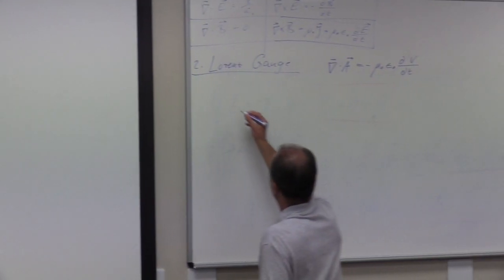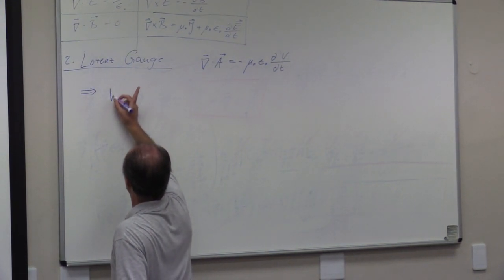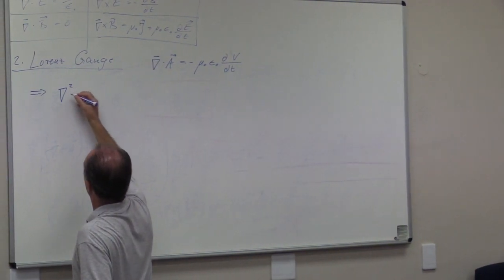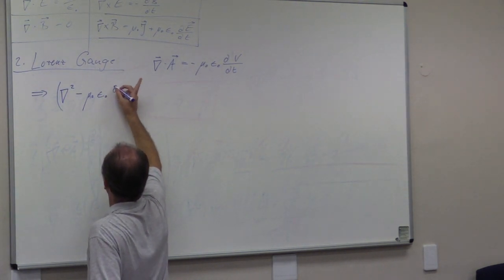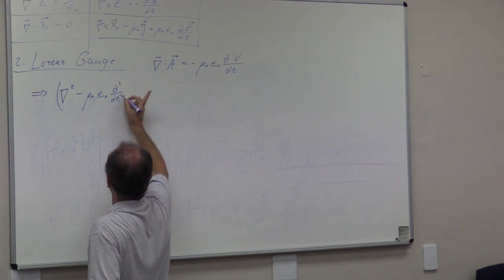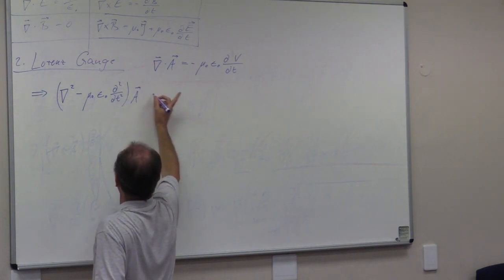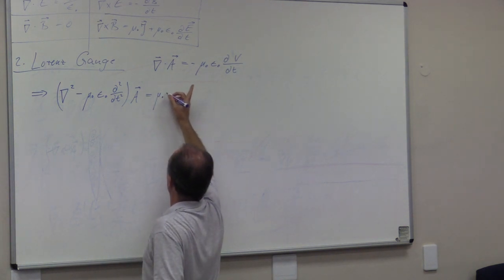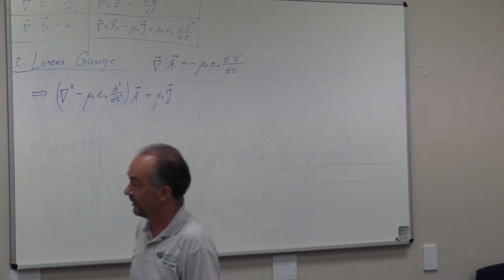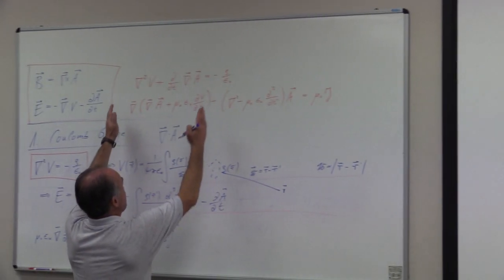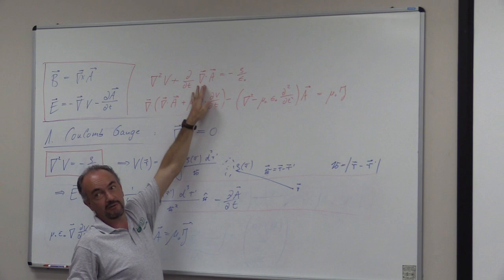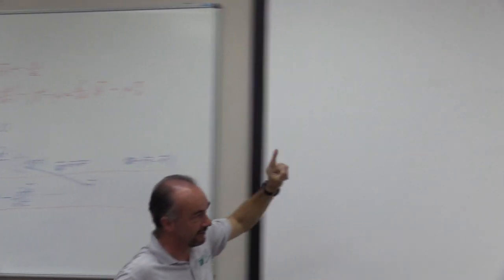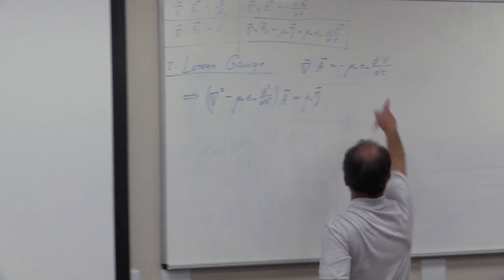So if we use that, then we have the Laplace of A minus mu naught epsilon naught d2/dt squared of A equals minus mu naught J. And yeah, now we've done something nice here and dropped this entire term out. But now, of course, the divergence of A here isn't 0 anymore, because the divergence of A is minus mu naught epsilon naught dV/dt.